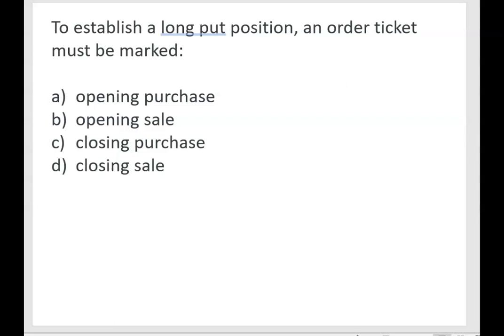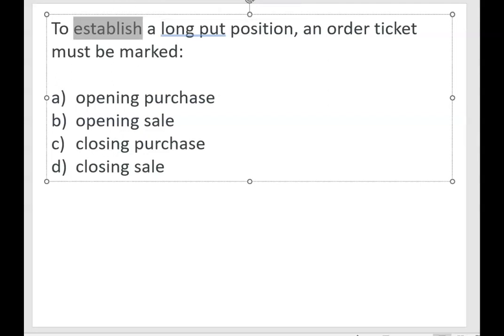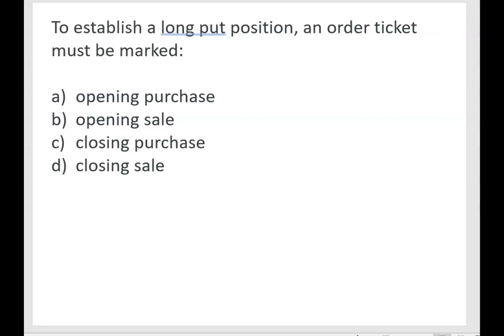Okay, all right. So to establish, well, first off, it says establish. To establish something means something new in your portfolio. So if you're establishing something, it has to be an opening transaction. Whereas a closing transaction is when you get rid of something, when you get out of an investment. So we've just eliminated C and D.